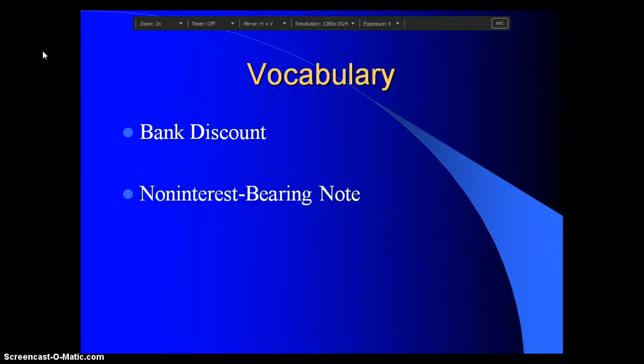These are considered non-interest bearing notes, so it means you won't pay interest in the future, you pay it right away. Rate of discount, you guys know what a rate is. This is just the percentage amount, how much of interest you have to pay based on a percent. Proceeds, this is what you get after you deduct the discount or interest from your note. So this is what's left over.